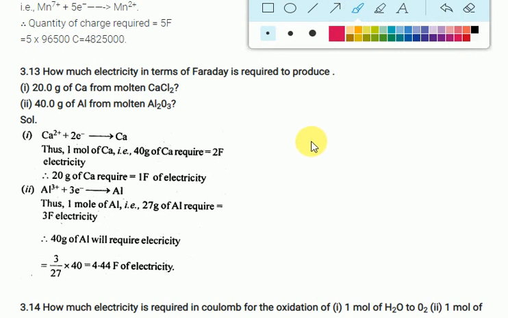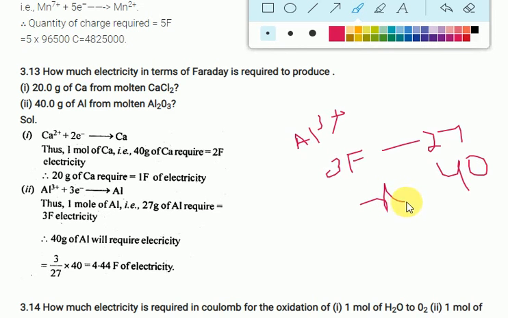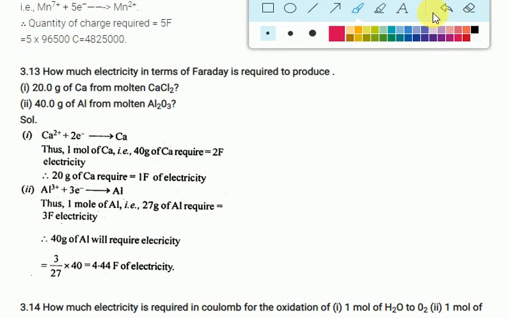Okay, look at it. Remember, you know very well aluminum is Al plus 3. It requires 3 Faraday. 3 Faraday is required for the deposition of 27 grams. Aluminum weight is 27, you know very well. For 40 grams, how much Faraday is required? Call it X. Cross multiply. Find X. X is nothing but this much value only. Okay, now you will go for the next problem.